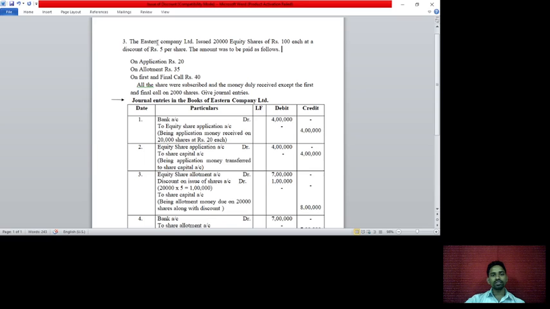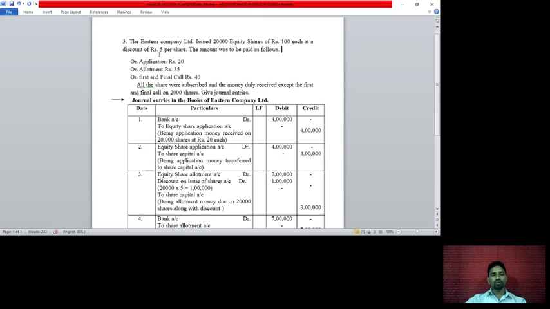The external company limited issued 20,000 equity shares of rupees 100 each at a discount of rupees 5 per share. The amount was to be paid as follows. Okay, so the discount given is rupees 5.